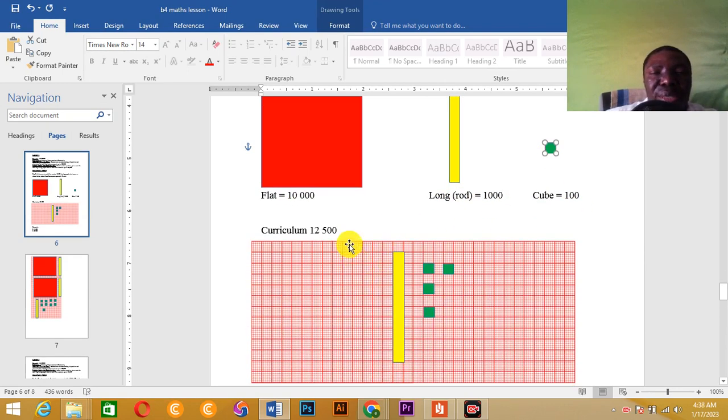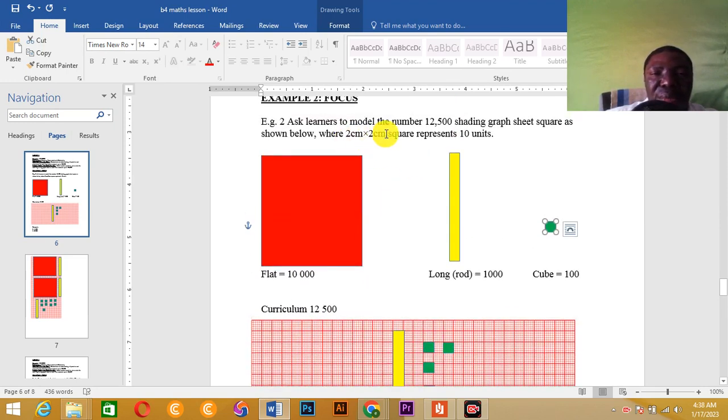So if you're asked to represent it on the graph sheet, the scale has been given as 2 centimeters by 2 centimeters. So remember, with each box here, this is supposed to be equal. You represent it as 2 centimeters by 2 centimeters. That's one box.